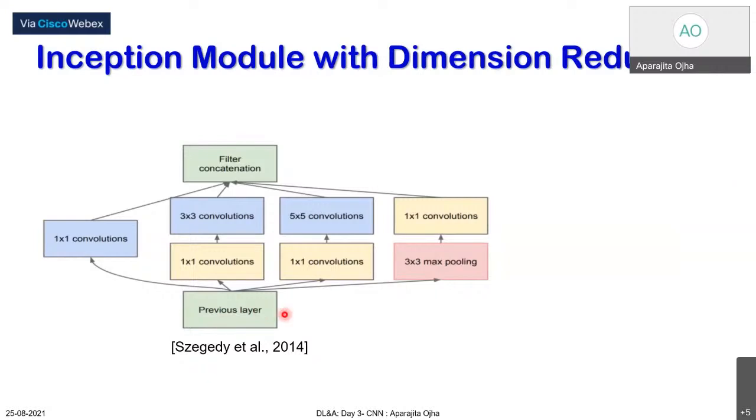All right, so suppose you have a previous layer. Then what they do is that they use, as you can see, 3x3 convolution, 5x5, and they use 3x3 max pooling, then 1x1 convolution, and then they concatenate all the activation maps obtained after applying these convolutions. So this is known as an inception module with dimension reduction.